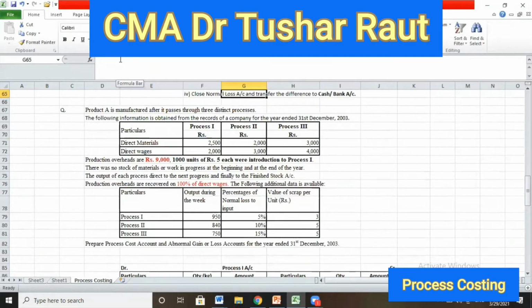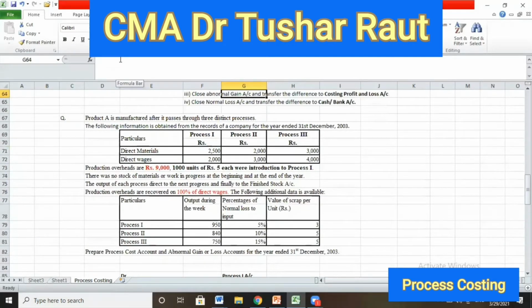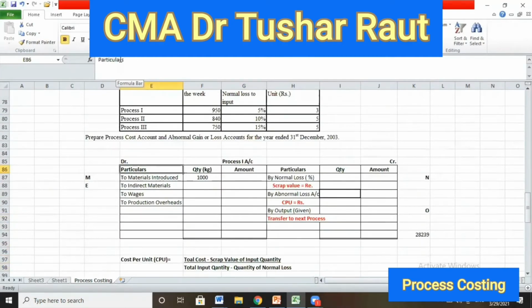First we will follow the order ME NOT. Okay, and now this ME NOT we will follow in the format for the process 1 account. So for process 1 we are following ME NOT. First we must follow material introduced. Here 1000 units of rupees 5 each were introduced to process 1. We must write here material introduced 1000 units at the rate of 5 each. So 5 into 1000, it will be 5000.